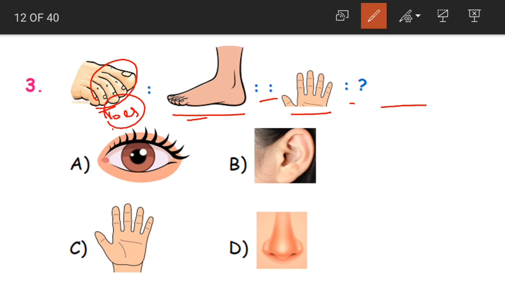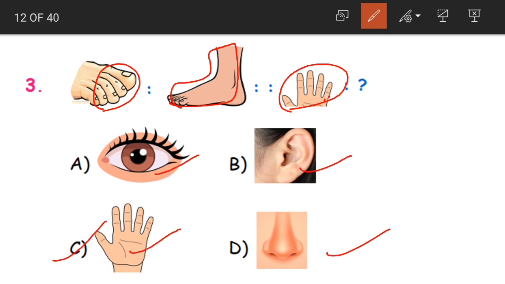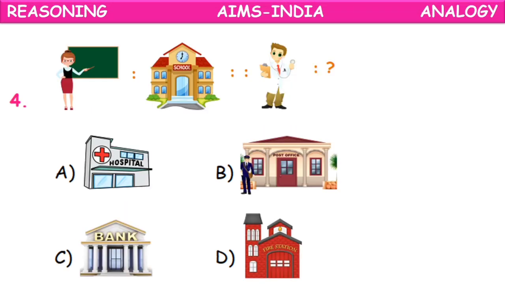Again, where do we find toes? As it is clearly shown in the picture itself, toes are found on legs. We have toes on legs. In the same way, where do we have fingers, children? These fingers, do they belong to eyes, ears, hand or nose? They belong to our hands. Yes, these toes are found on our legs and these fingers are found on our palm or hand. So option C becomes our correct answer.